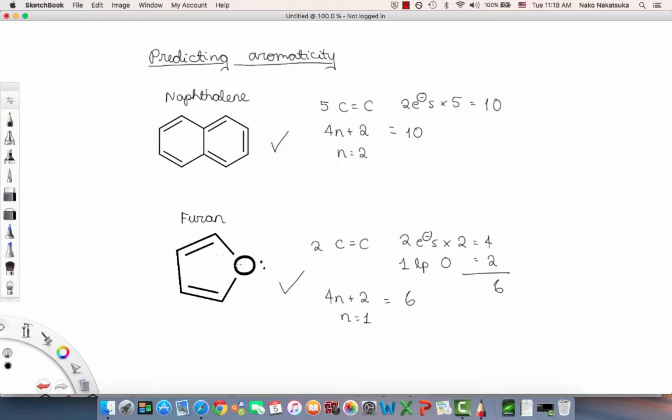So in the case of furan, we have to indicate whether this oxygen is in an sp3 or sp2 configuration, and that will determine whether it's planar or not. And also remember to indicate that there's a lone pair on the oxygen in order for that to be included in the count.